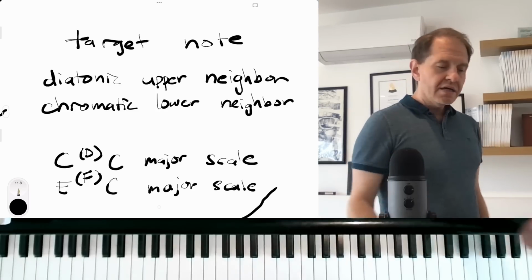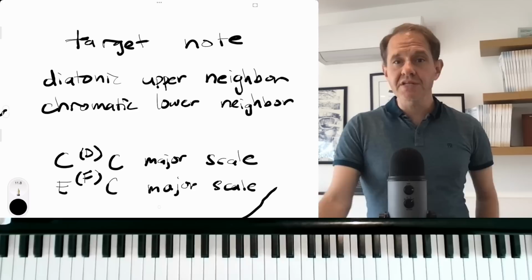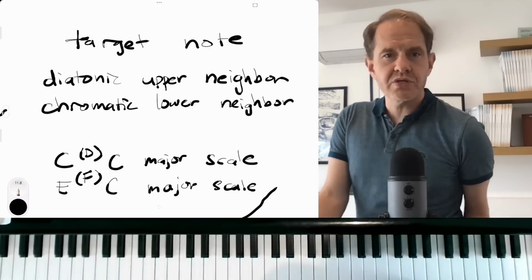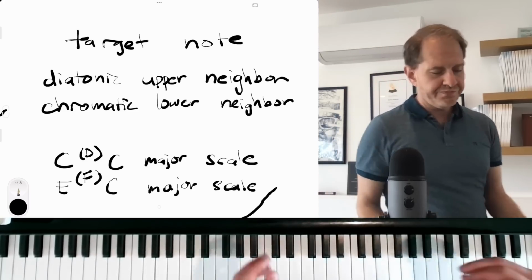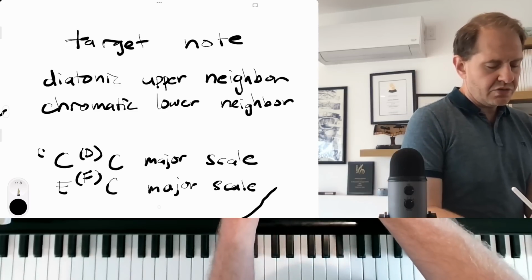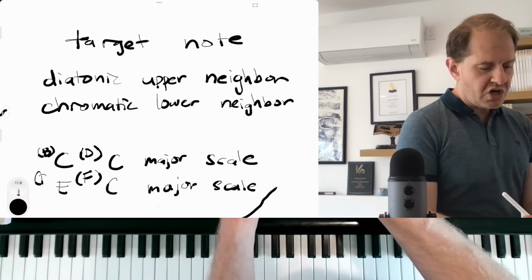And then we're using a chromatic lower neighbor. Chromatic means that we're always going to use a half step. So we don't really need to think so much about the lower neighbor. For C, it would be B. And for E, it would be D sharp.